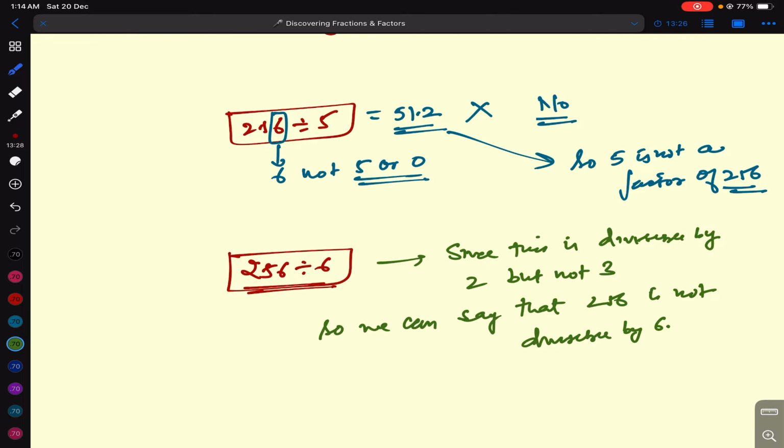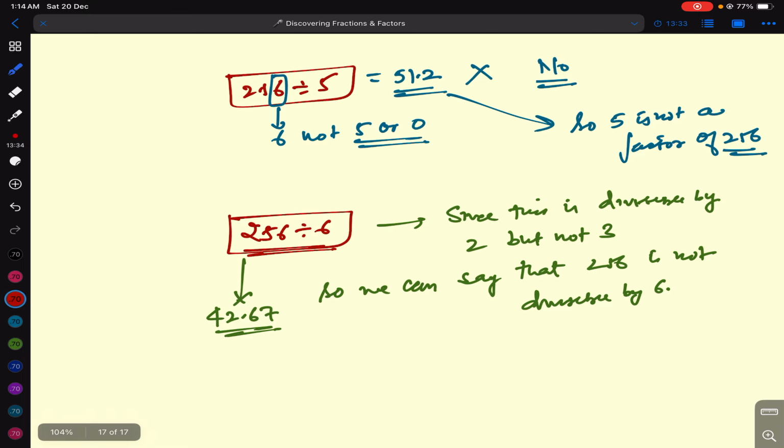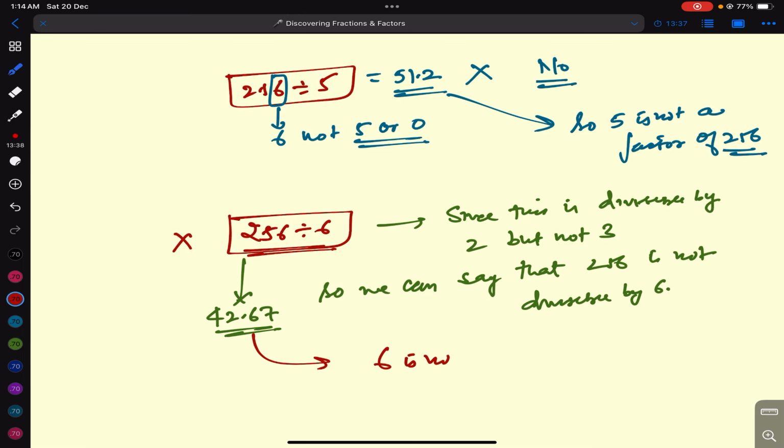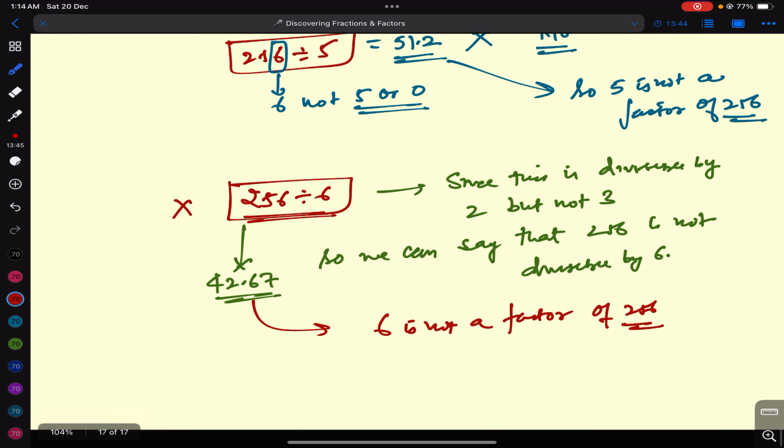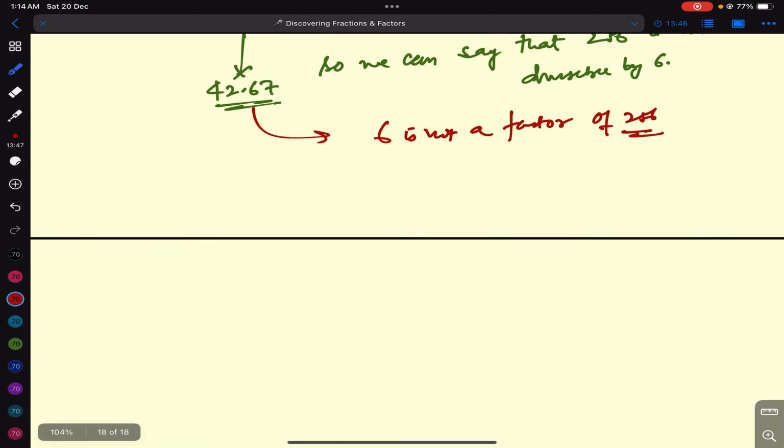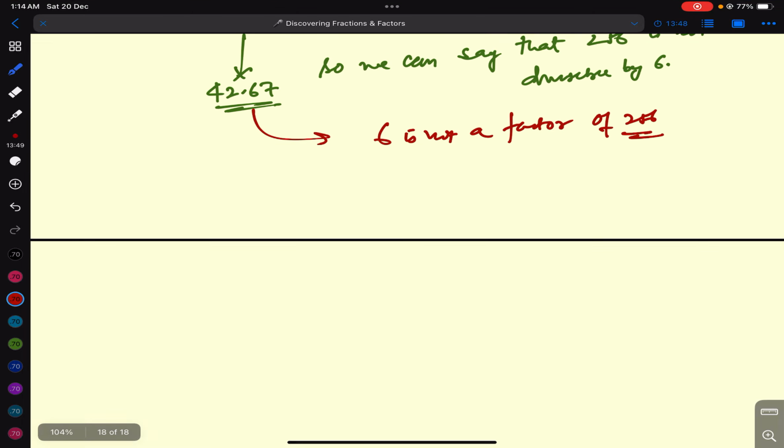Okay, so even if you divide this, you'll get 42.67. So that's it. That itself indicates that this is not a factor. Okay, so 6 is not a factor of 256. Clear? Okay, let's move to next.